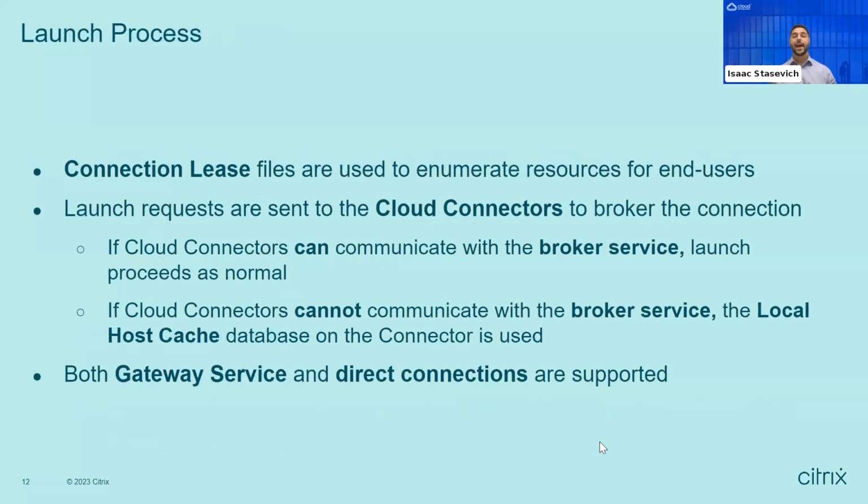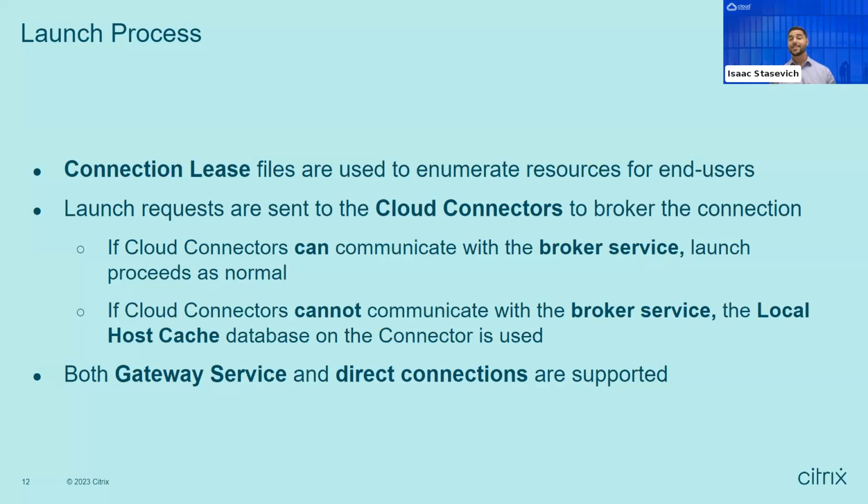So how this works at launch time: the connection lease files are what's used to enumerate the resources for the end user. What they see on that workspace UI page is enumerated from those connection lease files. They tell the workspace app what should be grayed out and what is available to the end user. Once a user clicks an application to launch, those launch requests are sent either through the gateway service or directly to the cloud connectors to broker the connection. As long as the broker service is up, our launch is going to proceed as normal.